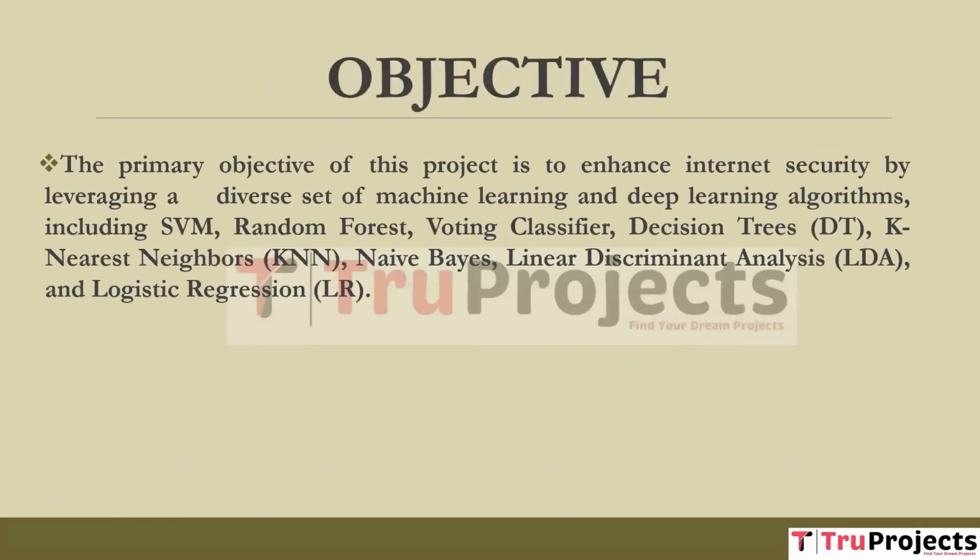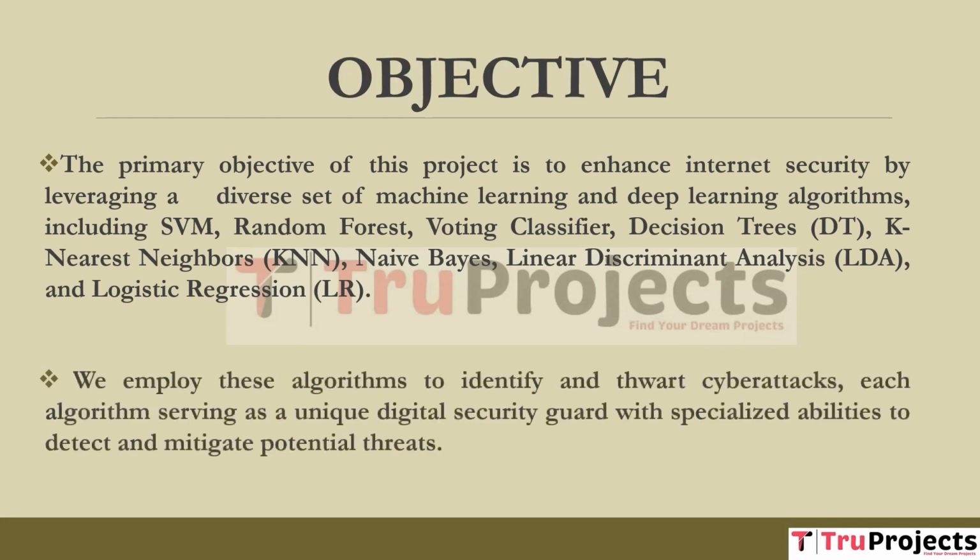The main goal is to enhance internet security by leveraging a diverse set of machine learning and deep learning algorithms, including SVM, random forest, voting classifier, decision trees, k-nearest neighbor, naive Bayes, linear discriminant analysis, and logistic regression. We utilize these algorithms as specialized digital security guards, each equipped with unique abilities to detect and counter cyber attacks. Ensuring a robust defense against potential threats, the ultimate aim is to create a safer online environment where personal data is shielded from harm and misuse. And these algorithms, along with k-means, CNN, CNN with LSTM, and autoencoders, play a vital role in achieving this goal.